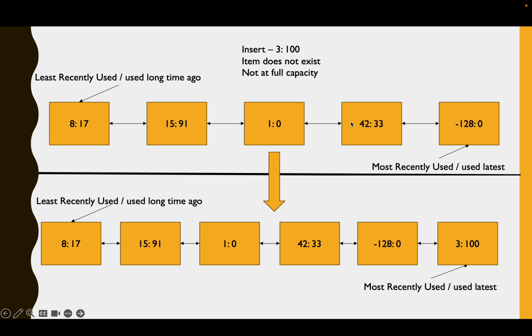When we are inserting, the previous head was -128, and we move it back. You can see everything just moves one position back, and the latest inserted value comes at the head or the front. So this is what an insert operation looks like when it is not at full capacity and the item does not exist. This is the easy case. You don't have to worry too much. Just take the new key value and insert it at the head. Very easy, right? Because we are not approaching the capacity yet.